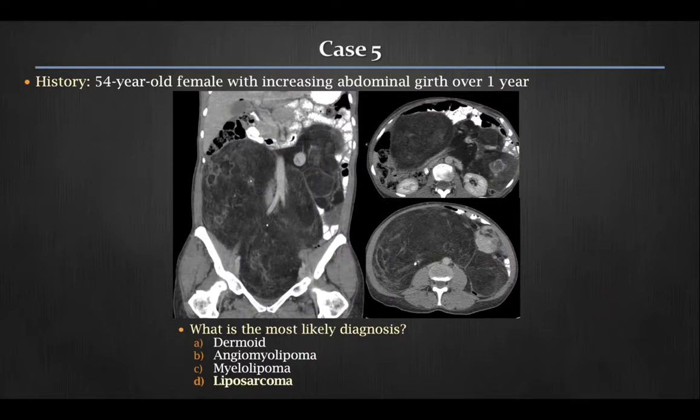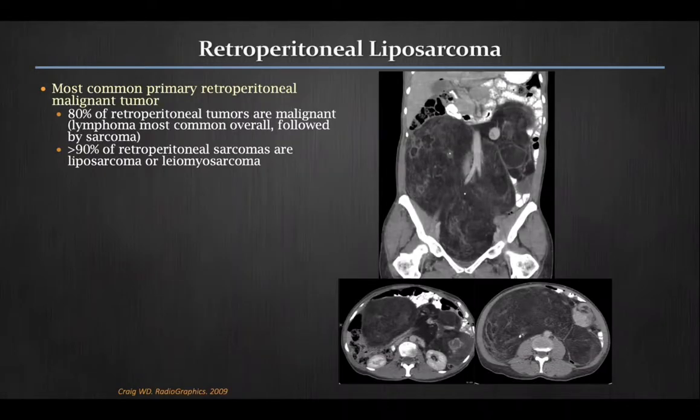This is a case of a retroperitoneal liposarcoma, which is the most common primary retroperitoneal malignant tumor. I told you lymphoma is the most common malignancy overall. This is the most common primary retroperitoneal tumor. Worth noting is that 80% of retroperitoneal tumors are malignant, and of the things we've talked about, liposarcoma and lymphoma, those account for the vast majority of these. The sarcomas specifically in this location, most are either liposarcoma or leiomyosarcoma.